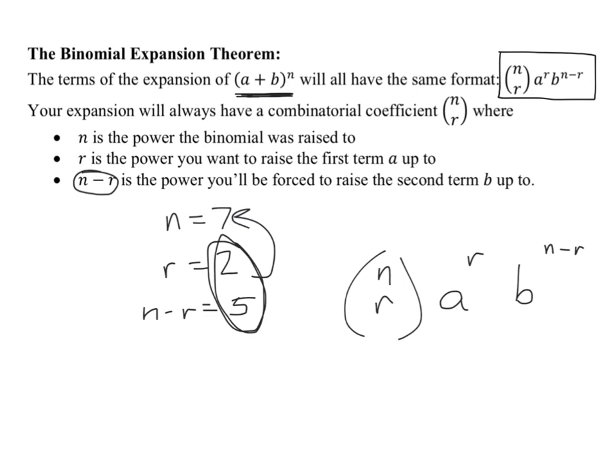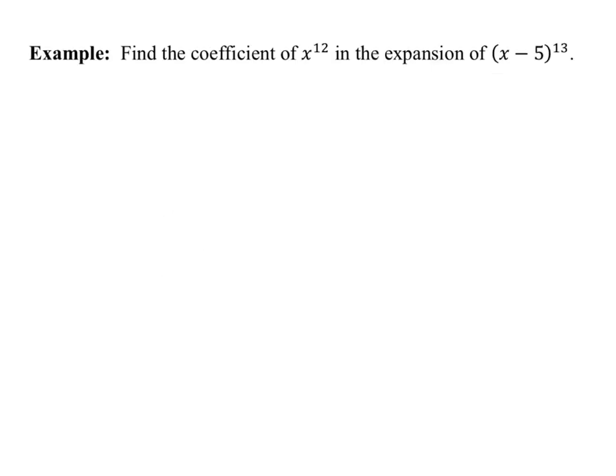The rest of this video is just going to be me going through 3 different examples. They're going to start out fairly easy, and they'll get a little bit more complicated as we get toward the end. All right, so here's our first example. Find the coefficient of x to the 12th power in the expansion of x minus 5 to the 13th power. I wanted to start with one that's, on the one hand, simple with the binomial expansion theorem, but would be really frustrating to have to use the triangle for.